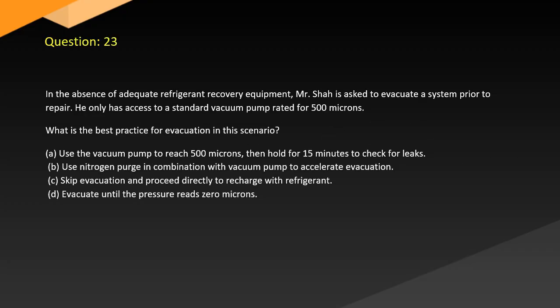Question 23. In the absence of adequate refrigerant recovery equipment, Istishai is asked to evacuate the system prior to repair. He only has access to a standard vacuum pump rated for 500 microns. What is the best practice for evacuation in this scenario? A. Use the vacuum pump to reach 500 microns, then hold for 15 minutes to check for leaks. B. Use nitrogen purge in combination with the vacuum pump to accelerate evacuation. C. Skip evacuation and proceed directly to recharge with refrigerant. D. Evacuate until the pressure reads 0 microns.